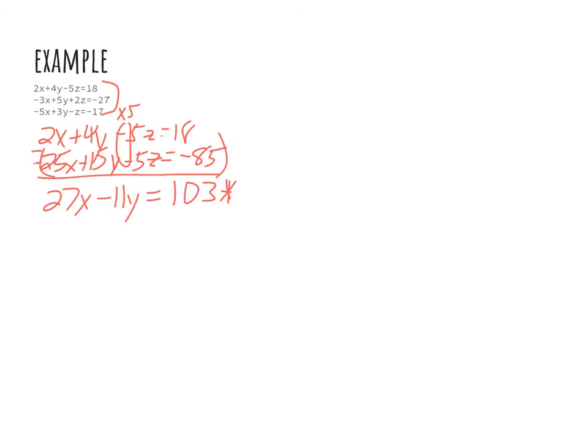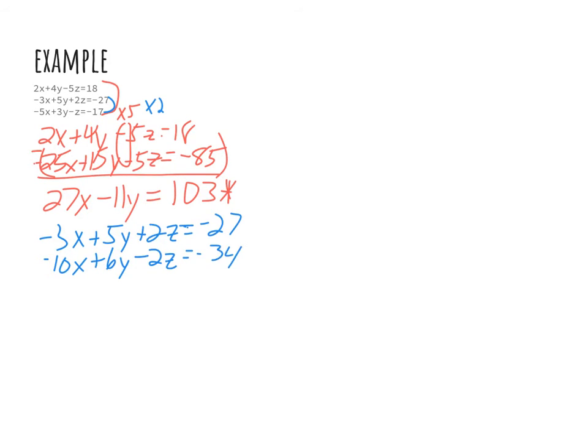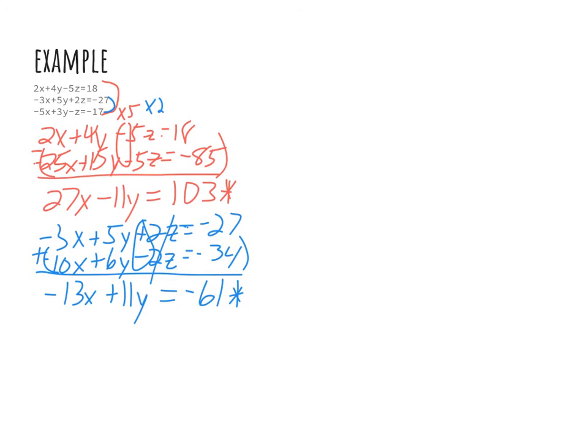So now I'm going to do the same thing. I'm going to match it with the second one, but now I only need to multiply that bottom one by 2 to get the z's to be the same. So I keep the top one the same, negative 3x plus 5y plus 2z is equal to a negative 27. Bottom one times 2, negative 10x plus 6y minus 2z is equal to a negative 34. Signs are different, so I can add them together. Negative 3 plus a negative 10 gives me negative 13. 5 plus 6 gives me an 11. These cancel out. Negative 27 plus a negative 34 gives me a negative 61. So here are my two equations that I'm going to use. I'm going to bring those off to the side.